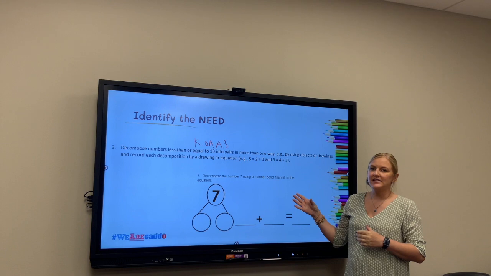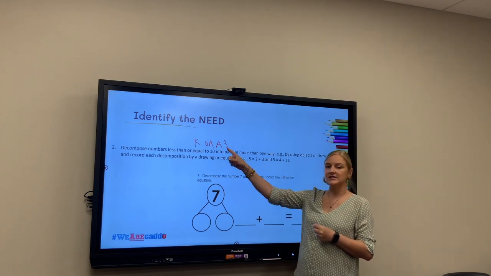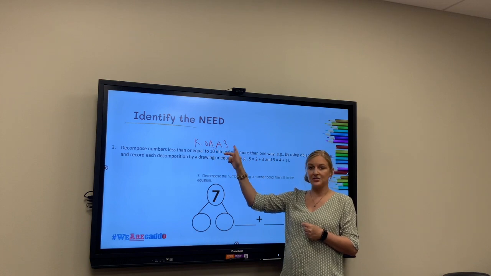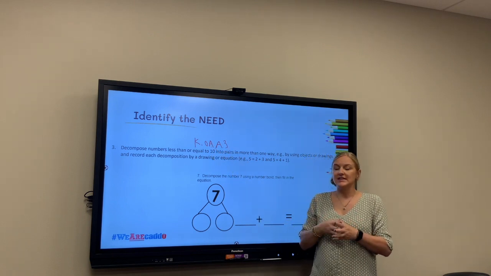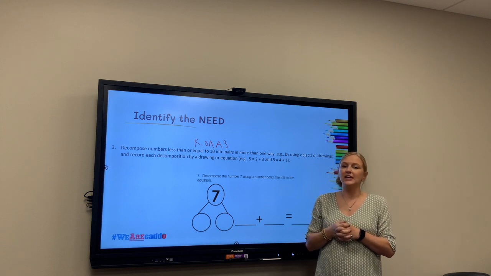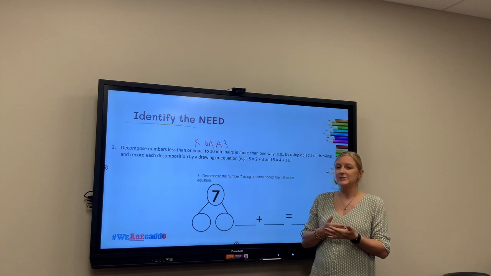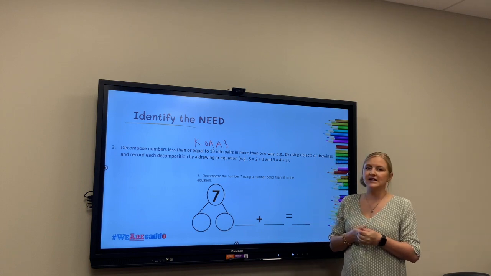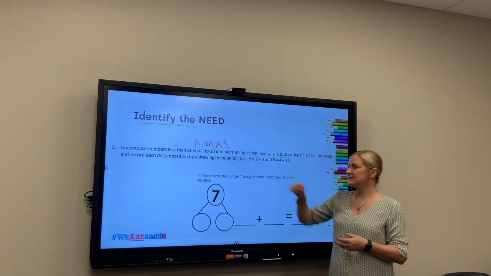We're gonna identify the need of students now. So we need to go back to the standard that we deconstructed, KOA A3. What level of rigor did we say this came from? We're gonna look at conceptual understanding. And if you don't know, go back to pages 1 and 2, and you'll see that conceptual understanding really is the foundation of this standard.